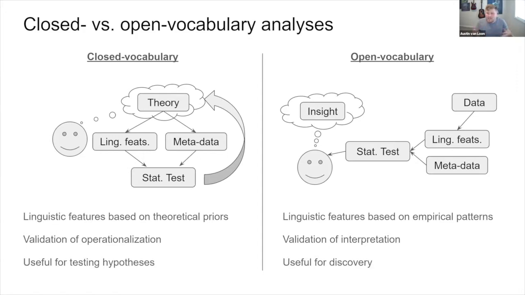Lastly, these things are at base useful for very different things. On the closed vocabulary approach, this is bread and butter deductive testing. So this is useful for testing hypotheses and testing the soundness of theories. Versus open vocabulary approaches, they're really meant to be useful for discovery. So you hopefully will know more coming out of this analysis, or have maybe different theories coming out of this analysis than you might have had before. Whereas in the closed vocabulary approach, you're testing a theory you already had.